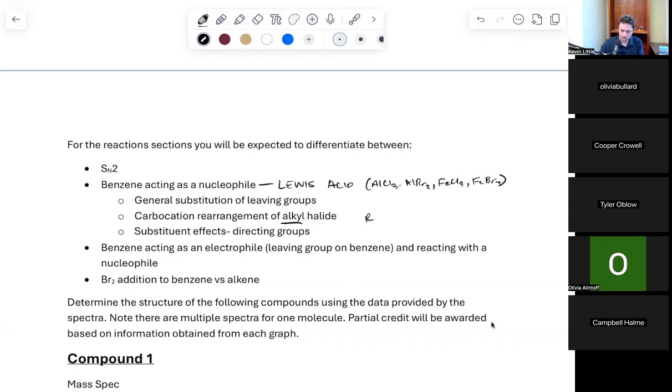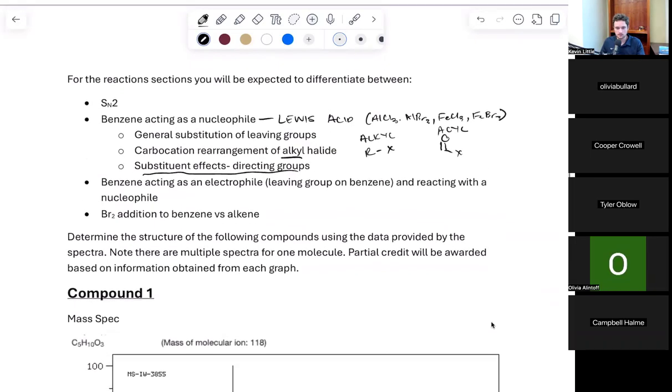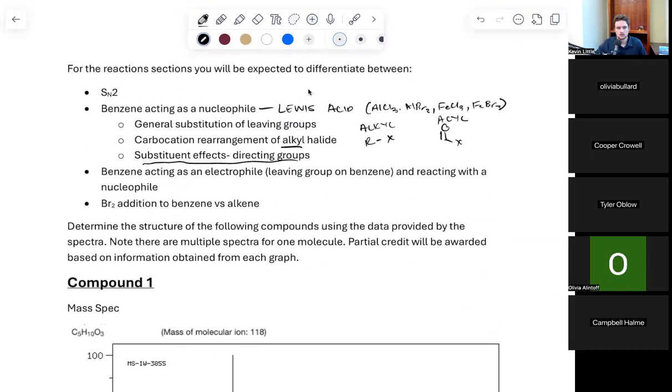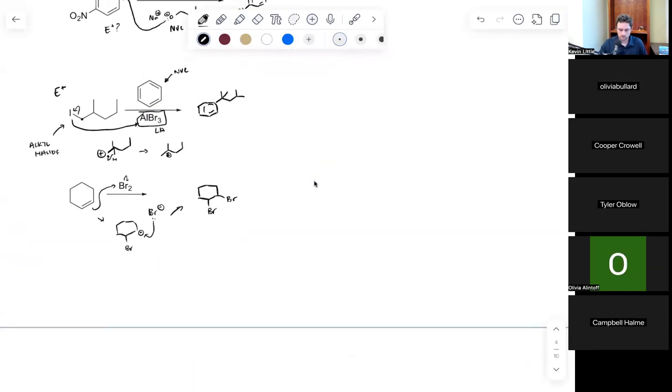So alkyl is RX. That's a regular carbon group, whereas that's what's called acyl. So acyl halides do not rearrange. Alkyl halides do. And then what we haven't talked about yet is the directing groups, substituent effects. So what's on the benzene ring dictating where you add the next thing. The only time you'll see a rearrangement for these.